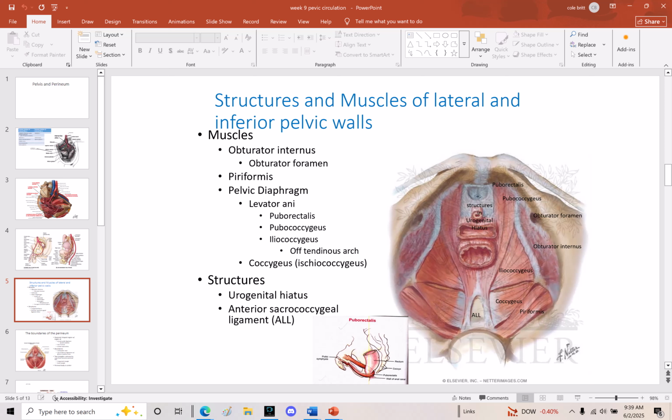Urogenital hiatus, this area right here: urethra, uterus, and rectum. So it's obviously a female. Then you have the anterior longitudinal ligaments. You can see a little down in here, and those run down on the sacrum as well. And I'll talk about that with Dr. Lawrence.